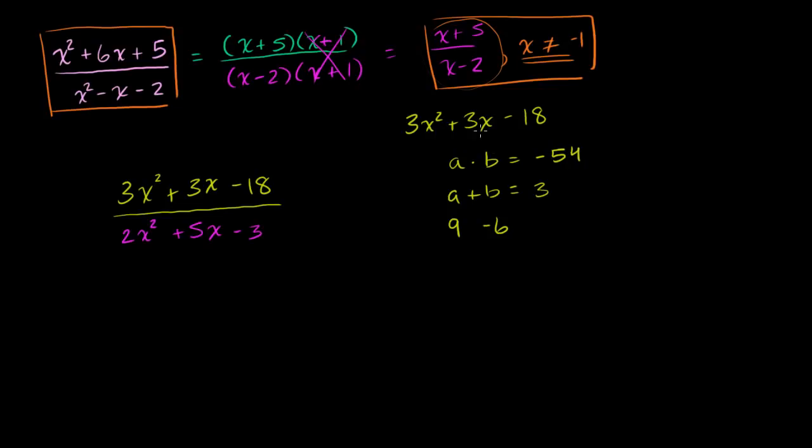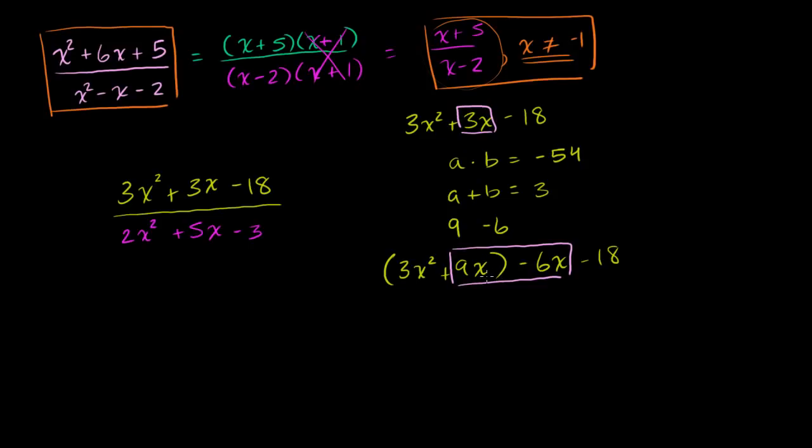So we can rewrite this up here as 3x squared plus 9x minus 6x minus 18. Notice, all I did here is I split the 3x into a 9x minus 6x. The only difference between this expression and this expression is that I split the 3x into a 9x minus 6x. You add these two together, you get 3x. And the way I wrote it right here, you can actually ignore the parentheses.